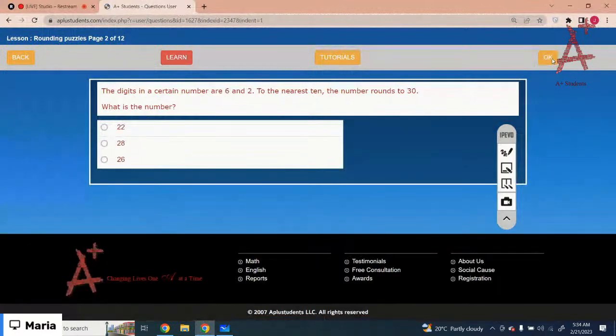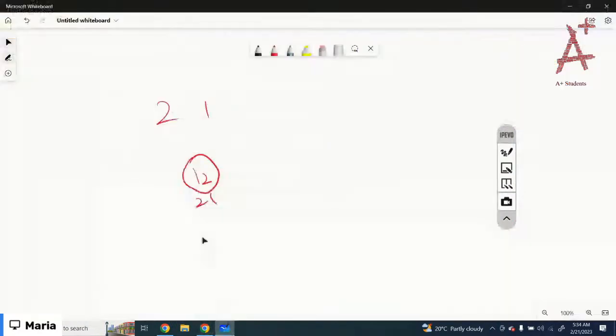Okay. The digits in a certain number are 6 and 2. To the nearest 10, the number is rounded to 30. The digits are 2 and 6. So how many numbers can we make from 2 and 6? We can make just two numbers: one of them is 26 and one of them is 62. When we round off, the number is rounded to 30. So which number is rounded to 30? 26 or 62?